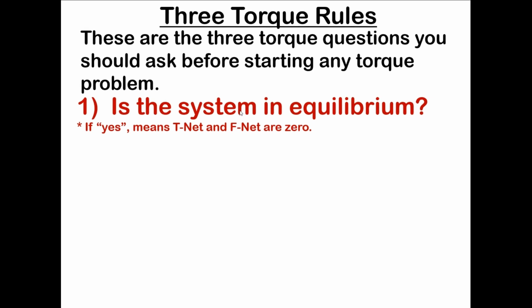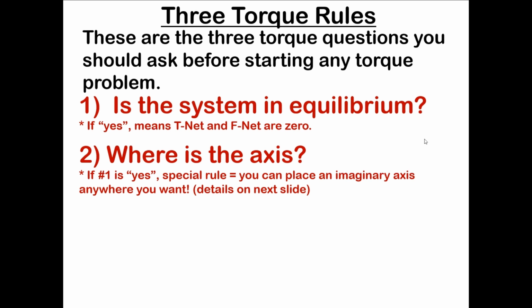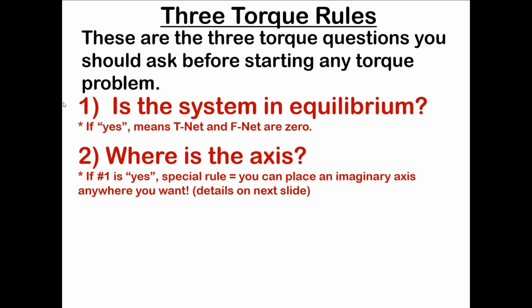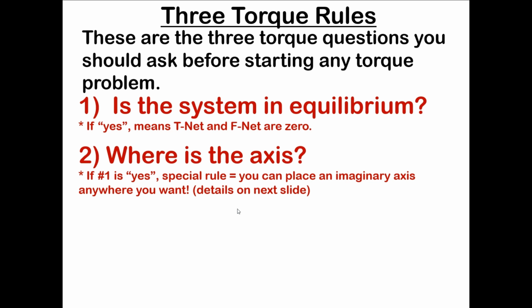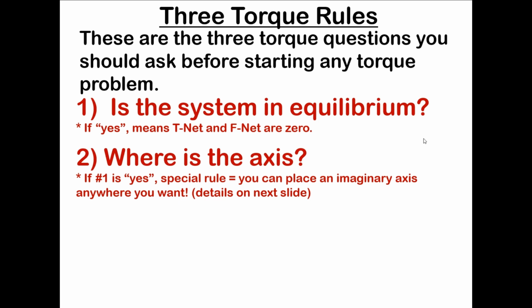So once you know if the system is in equilibrium or not, or you're not sure, you ask question number 2. Where is the axis? Now, right now at this level, this is a very simple question. It may even seem silly to ask. However, again, at the higher level torque problems, this question becomes extremely important. And whether or not you answer yes to question number 1 changes how you're going to answer this question: where is the axis? In most questions, especially at this level, the axis is given to you. With the wrench problem we did last video, it was where the bolt is. On a door, it's where the hinge is, and we're going to stick with that for a little while. But question number 2, where is the axis?